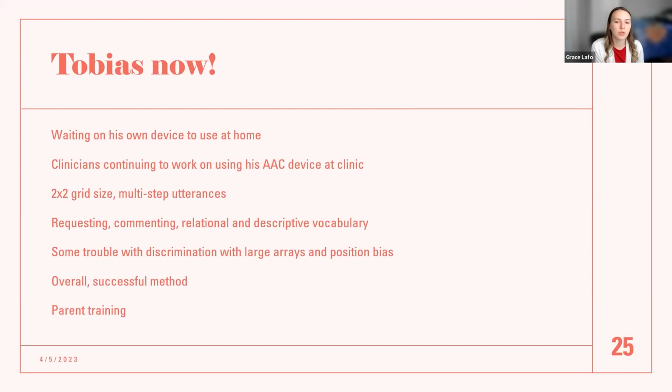He has had some trouble with discrimination in large arrays and position bias, but this I think has improved throughout the semester. So we've been trying to trick him by moving his preferred symbols around on the grid and to different pages. And he's able to successfully navigate to the pages to find what he's looking for, which is super exciting. So overall, his assessment methods were successful, and we were able to support the funding of a personal device for his family with our data and provide a meaningful modality of expression for him.